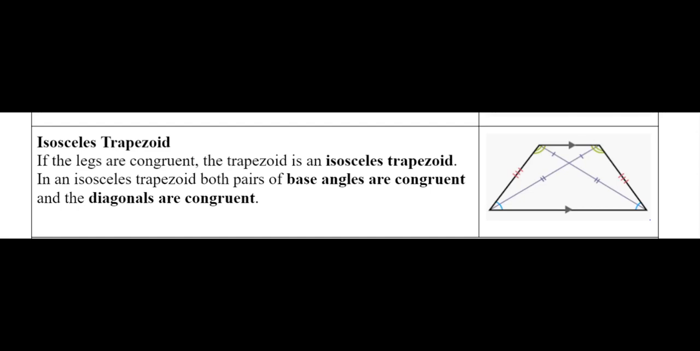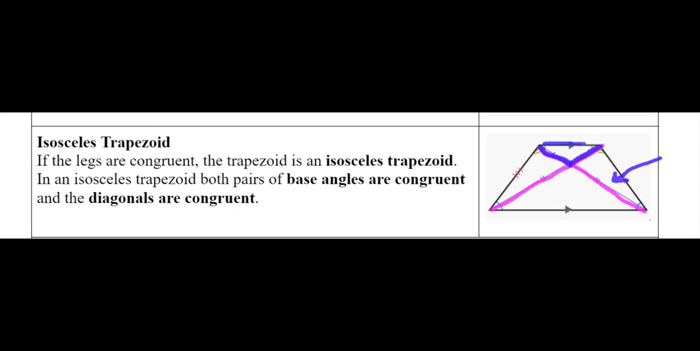In an isosceles trapezoid, the diagonals are also congruent, but unlike a parallelogram, so once again, a trapezoid is not a parallelogram, the diagonals do not bisect each other. So as you can see, this piece right here is not congruent to that piece. They are not the same. However, it is congruent to this piece.